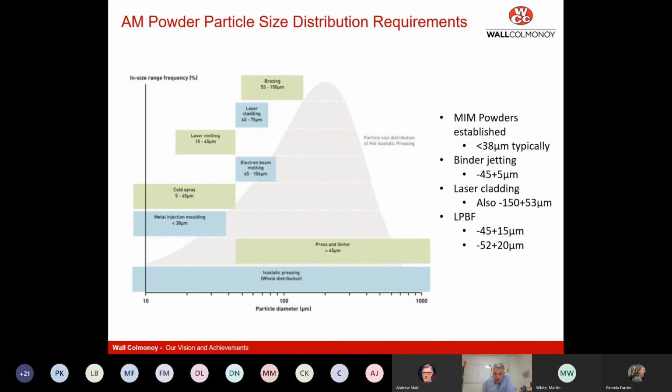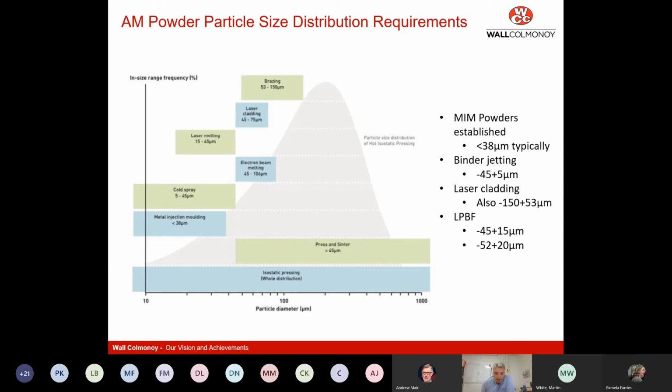Binder jetting is evolving to be minus 45 plus 5, and again, I wanted to get across today that those areas, those hard stops that you might think 45 microns and 5 microns means, is not such a hard stop. We end up with a tolerance on that level of a certain fraction of the main powder, less than 5 or more than 45 in the case of binder jetting. So it's working on those particle size distributions to get the best performance and the best economics to the powder, and I'll explain that later on.